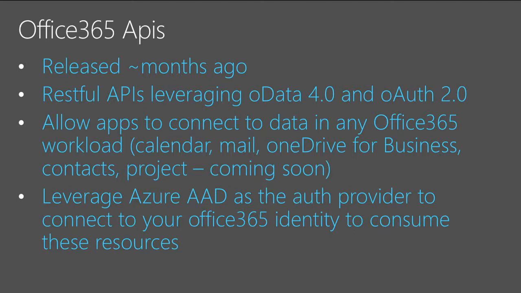And what these are is they're RESTful APIs that leverage OData 4.0 and OAuth 2.0, and they allow apps to connect to different Office 365 verticals. So this includes things like the contacts, calendar, Exchange, OneDrive files. The project piece isn't in here as yet, but we're working on it, so it should be coming soon. But the nice thing about this is that we leverage Azure as the auth provider, and we connect your Office 365 identity to consume all of these services.